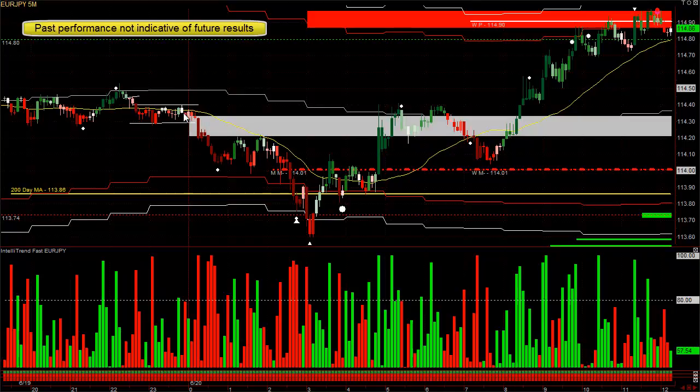And once it broke underneath this fib area and then came up to a retest, you could have gone short here and here. And we all know that when it's underneath the lower containment band, usually that's where it kind of runs out of steam. It had a nice little bounce right here.